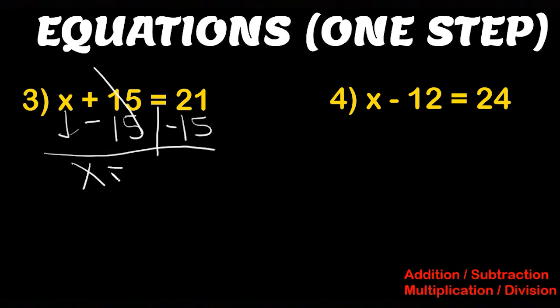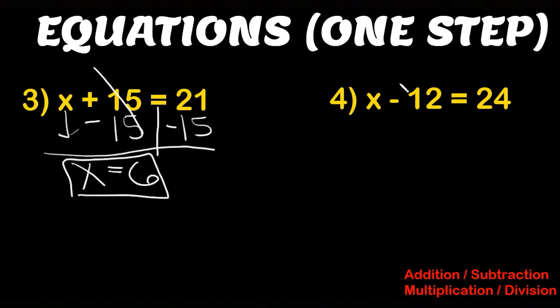And then equal to 21 minus 15, well, that's going to give you positive 6, okay? And we're done here. X is equal to 6. Let's go ahead and check it using mental math. If I do 6 plus 15, does that give me 21? It does, right? We did it correct, okay?